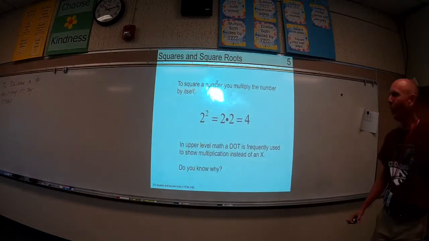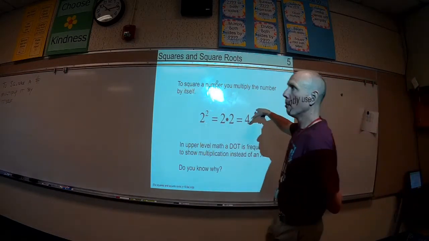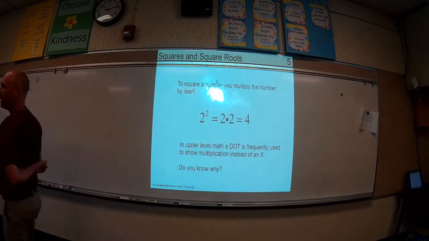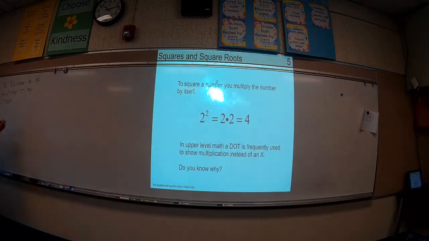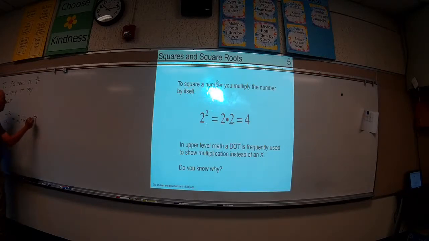All right, so to square a number, you multiply it by itself. So if I want to do 2 squared, that would be 2 times 2, which equals 4. I read this as 2 squared. If I'm writing it, you're writing it. 2 squared, 2 times 2, which equals 4.